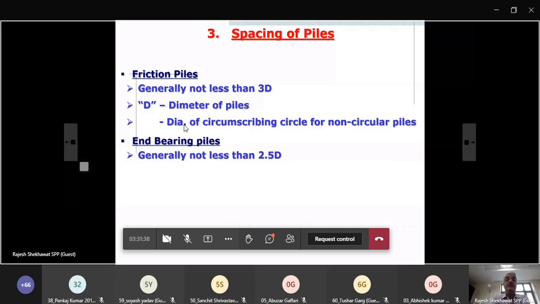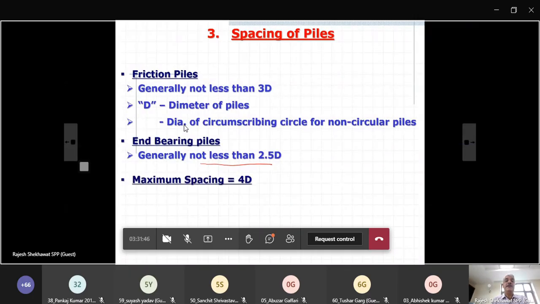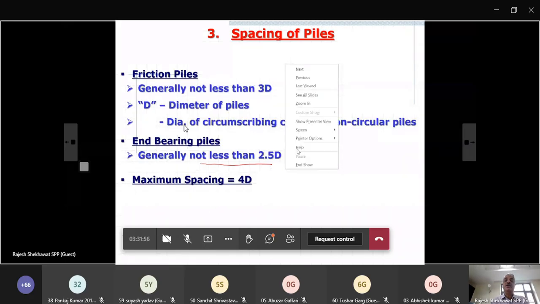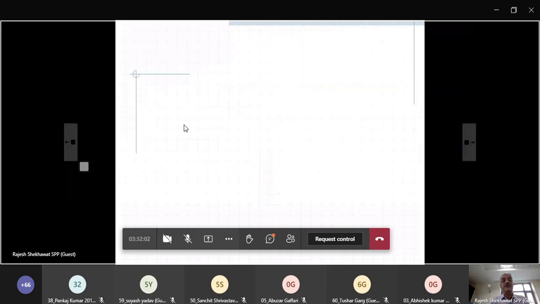And for end bearing piles, it is not less than 2.5D. Friction piles not less than 3D, end bearing 2.5D, and maximum spacing 4D. They should not be too far apart also, otherwise the pile grouping action, what you call, may not mobilize. So normally 2.5 to 4 or 3 to 4 times D. That is the spacing.